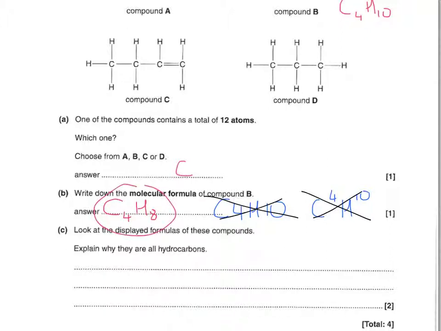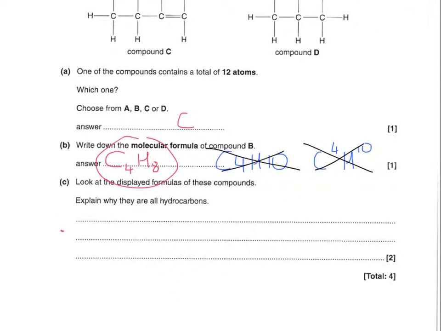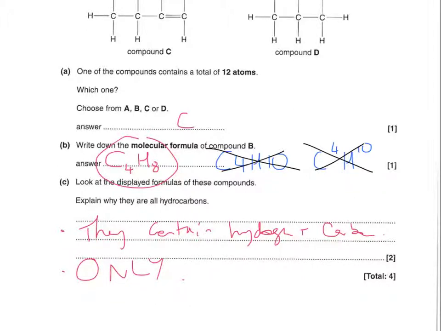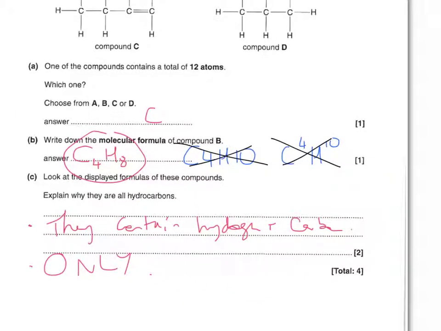And it says, look at the displayed formulas of all these compounds, explain why they're all hydrocarbons. So you've got to basically talk about the fact they've got hydrogen and carbon atoms. So first marker is saying they contain hydrogen and carbon. And the second marker is saying only.